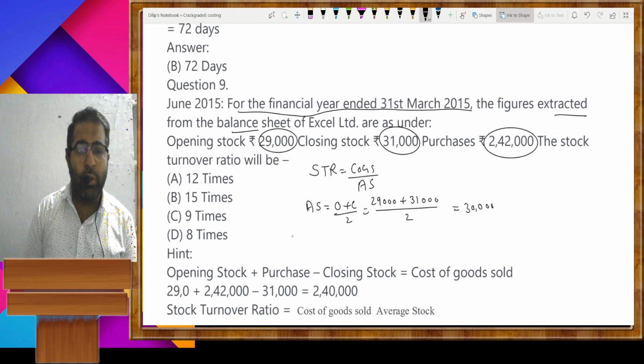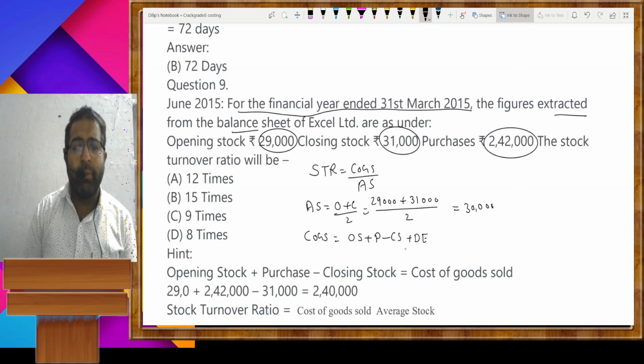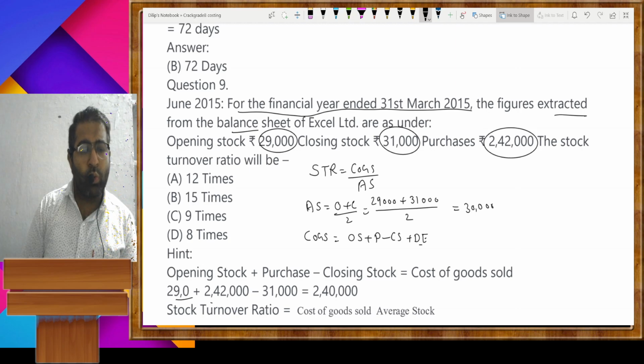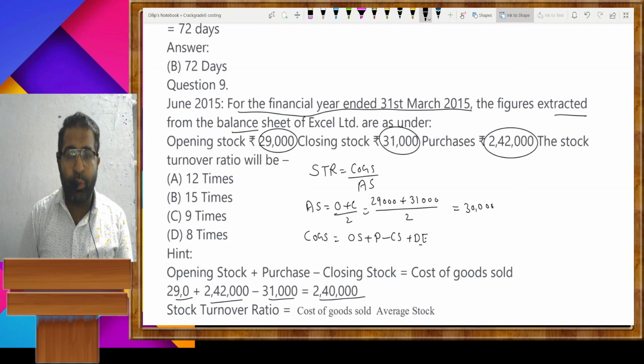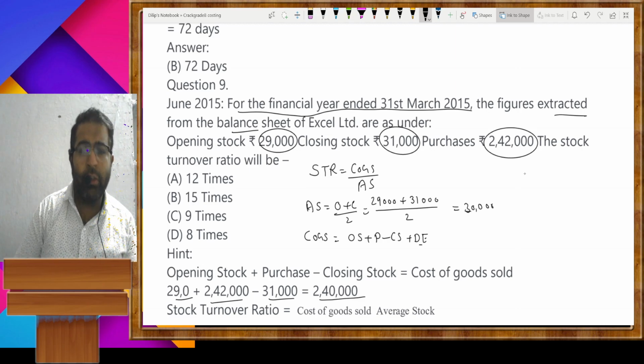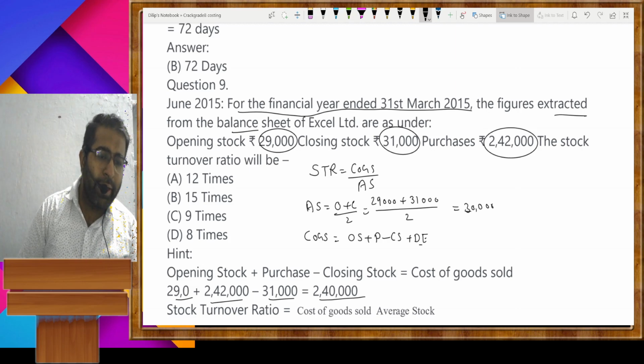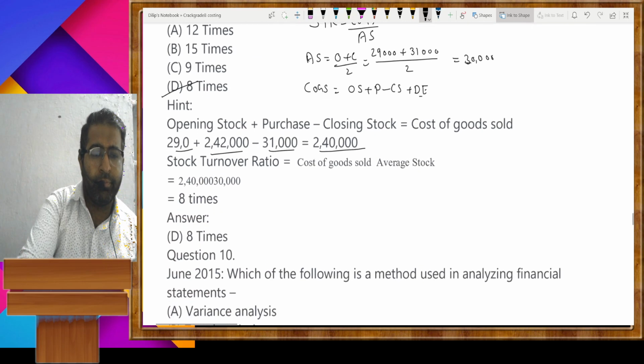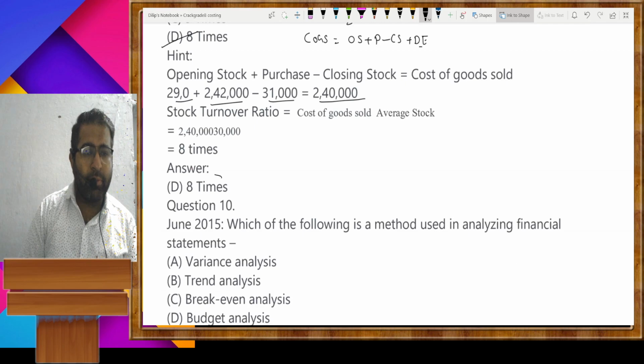But cost of goods sold is not given. So we have a formula: opening stock plus purchase minus closing stock plus direct expenses. But direct expenses are not given, so no need. 29,000 plus 2,40,000 minus 31,000, that is 2,40,000. That is 2,40,000 divided by 30,000. So stock turnover ratio is 8 times. Clear? Here is the answer, 8 times. Tell me any query yet?